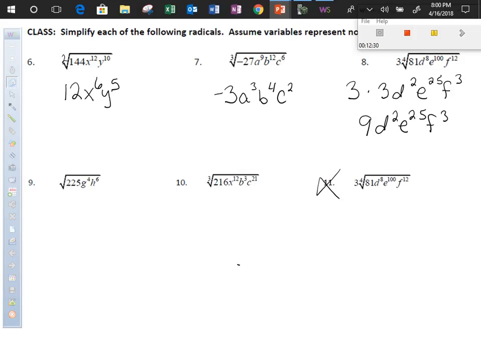Here's my number 9, another square root. So the square root of 225, 15, g squared, h to the 3rd. 4 divided by 2, 6 divided by 2.